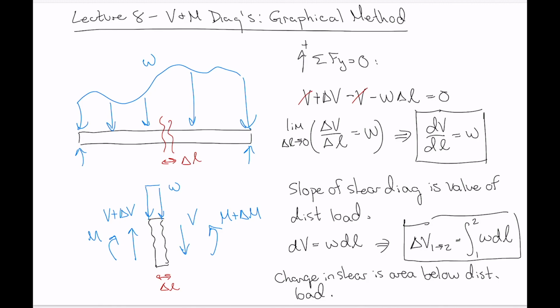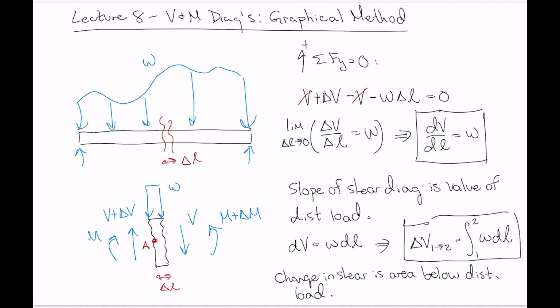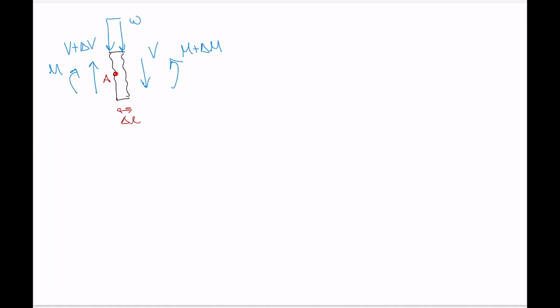So now to get the relationship between the shear diagram and the moment diagram, what we're going to do is take the sum of the moments about some point A on this little slice of the beam that we've taken out. So I'm just going to grab this here, like so, and we'll paste that onto a new page. There we are.